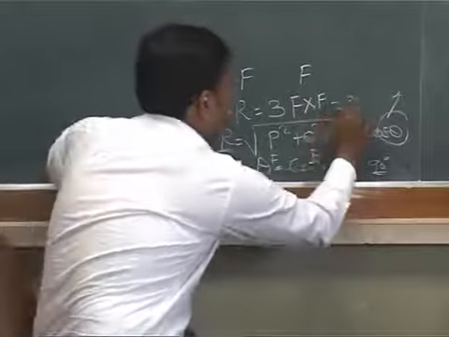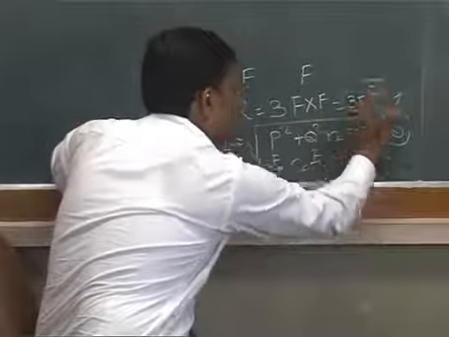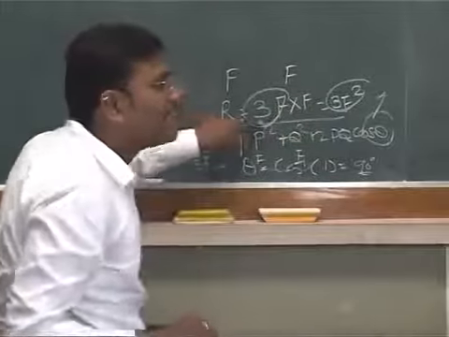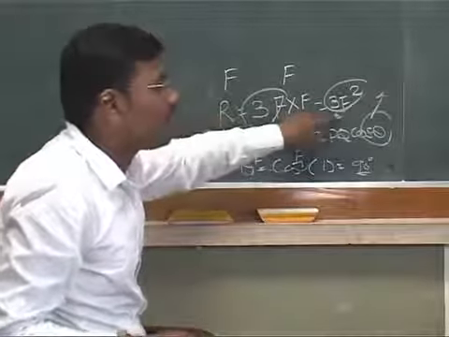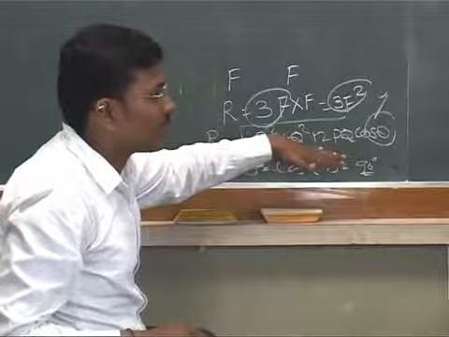So finally R squared becomes 3F square, not 3F. I had taken it as 3F. Okay, it should be 3F square. It's a product of the forces, the product of two forces.